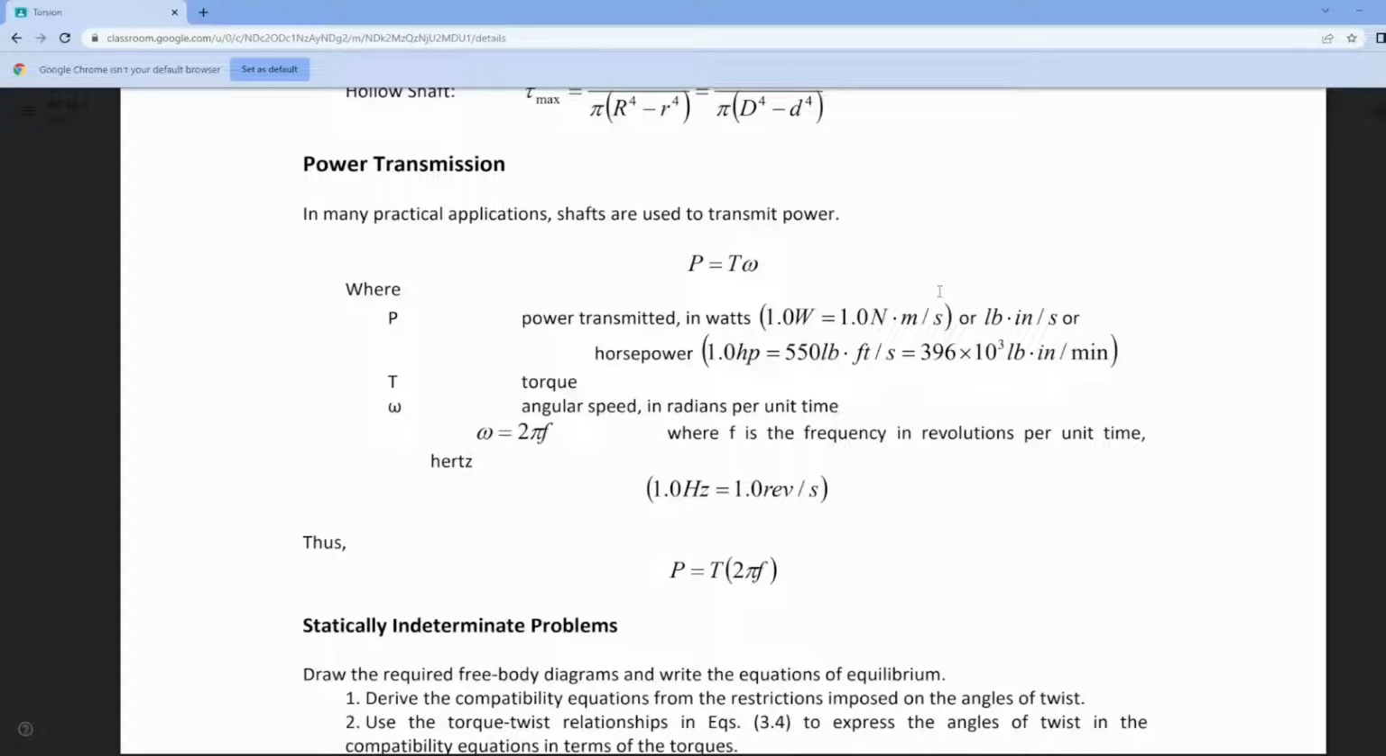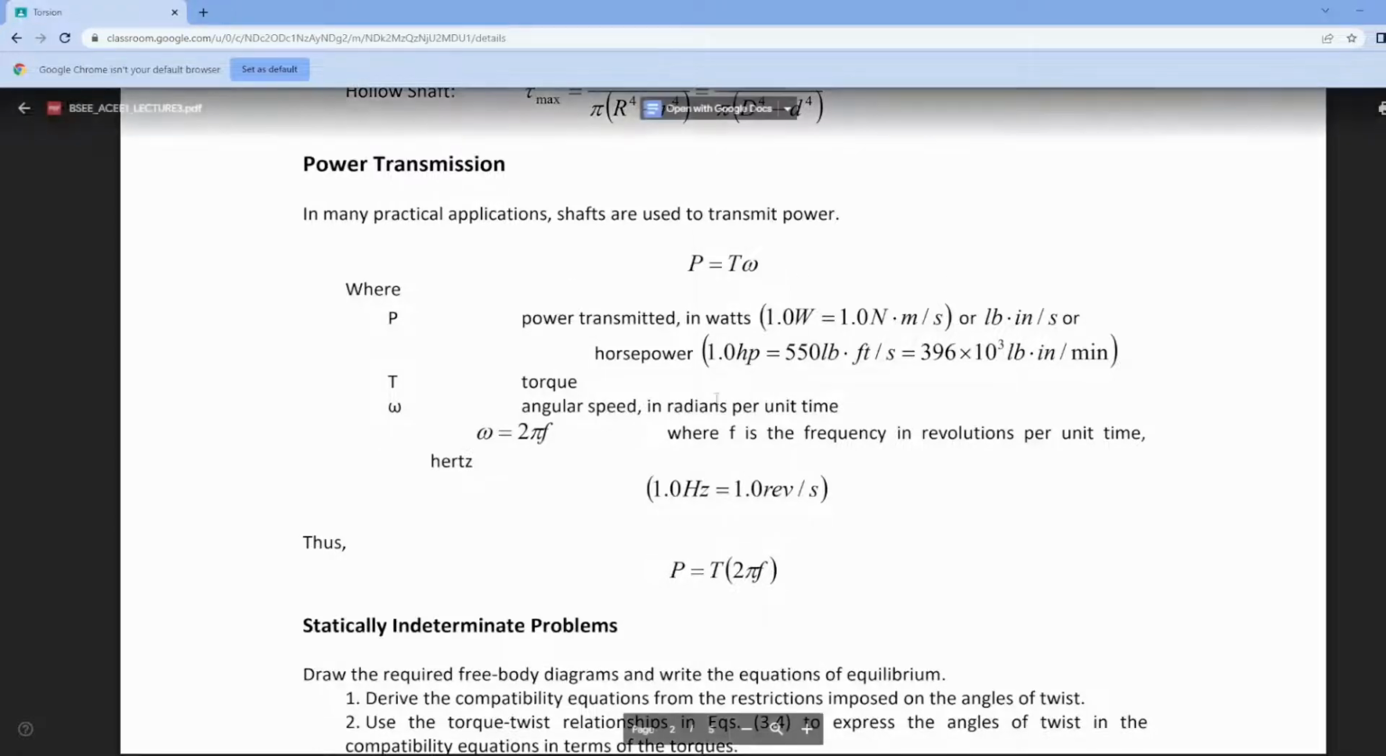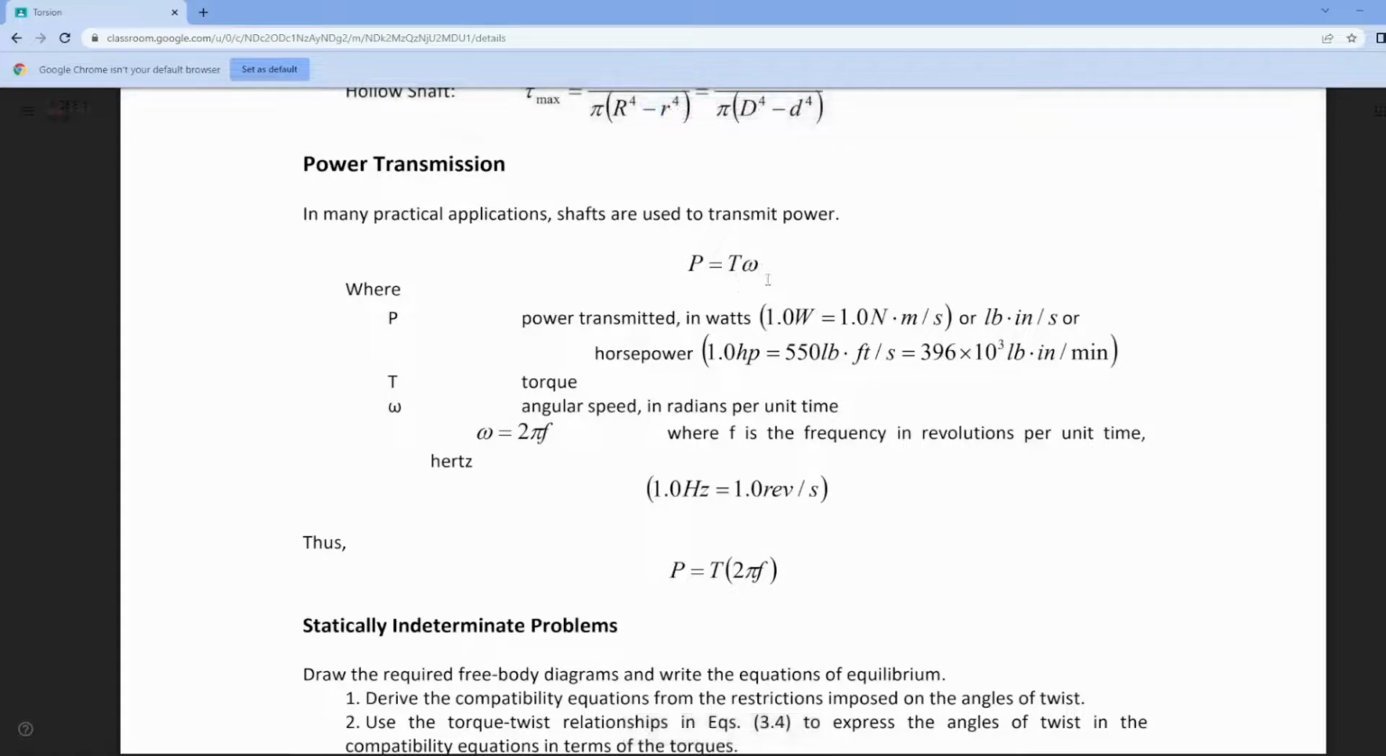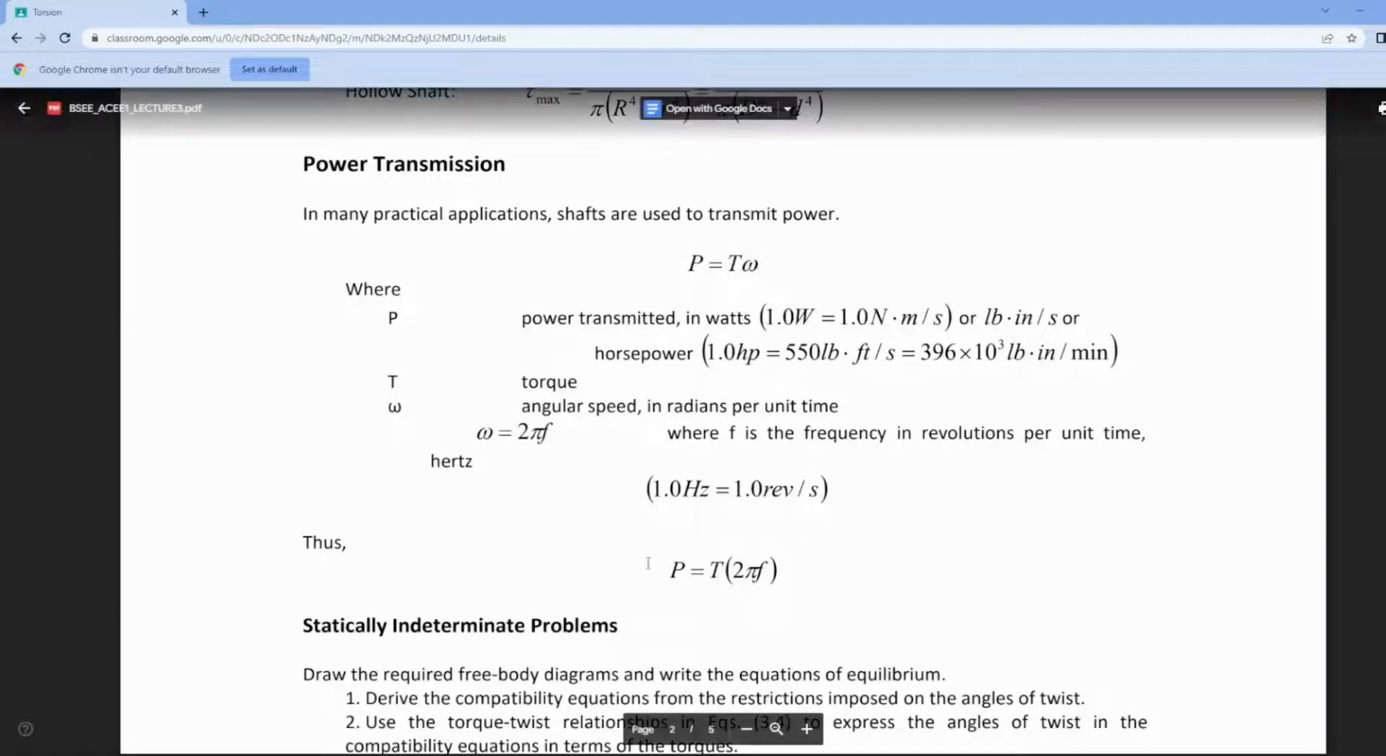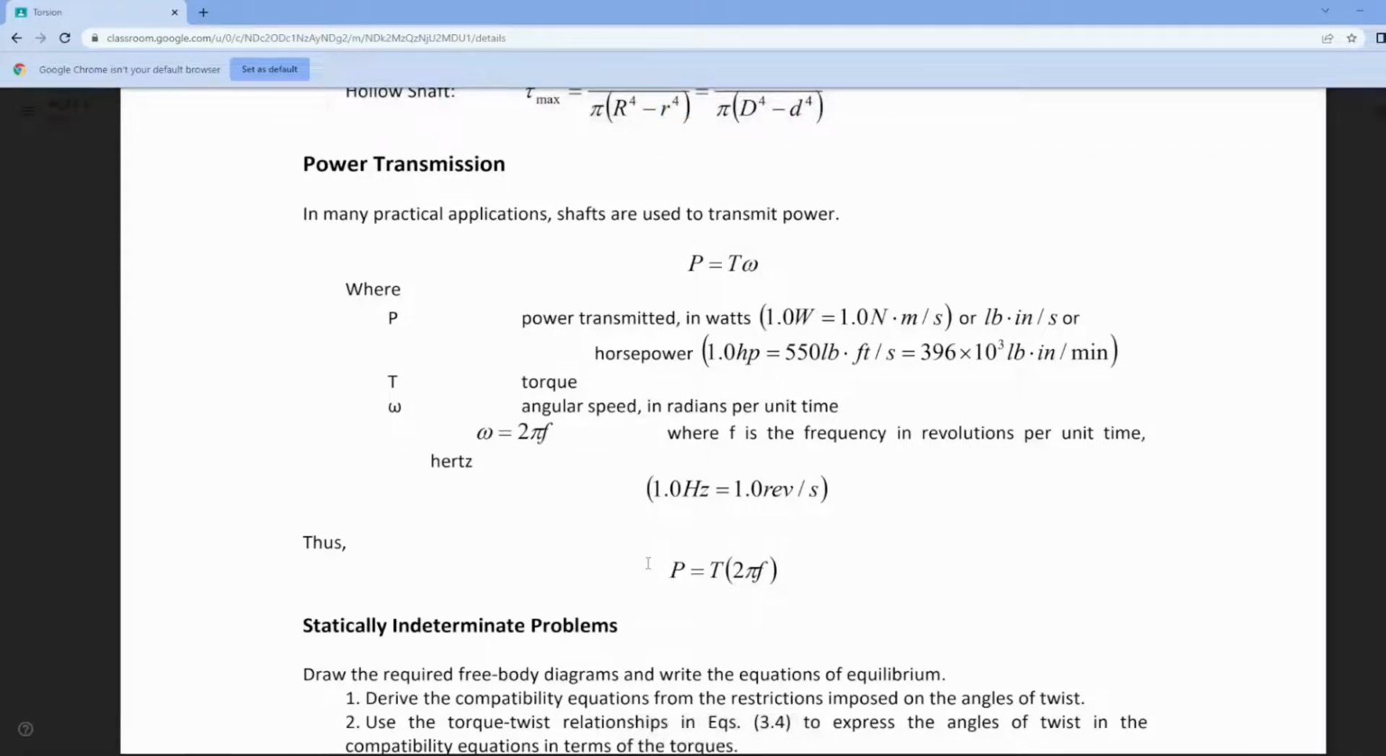The formula for omega, the angular speed, is 2 pi f, wherein f is the frequency in revolutions per unit time. The frequency is expressed in hertz, wherein 1 hertz is equal to 1 rev per second. Now, substituting this value of omega in this formula, we have the final formula for power transmission: P equals T times 2 pi f. Okay, so it's easy.